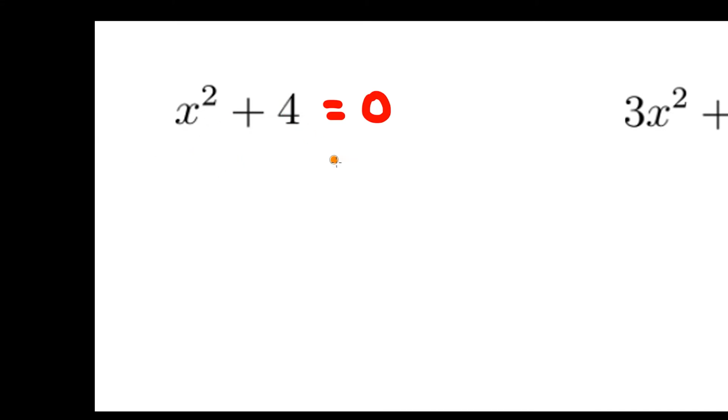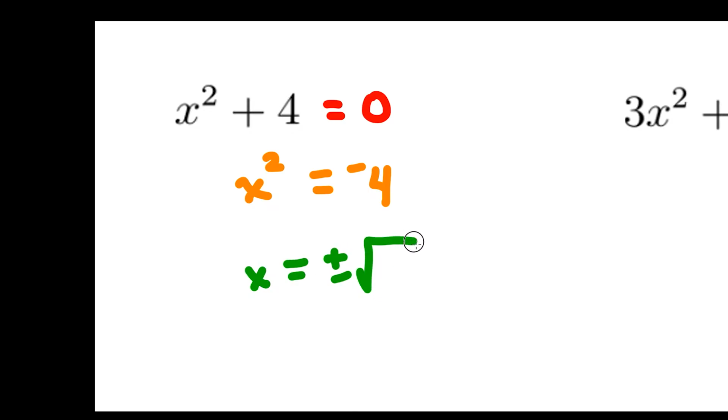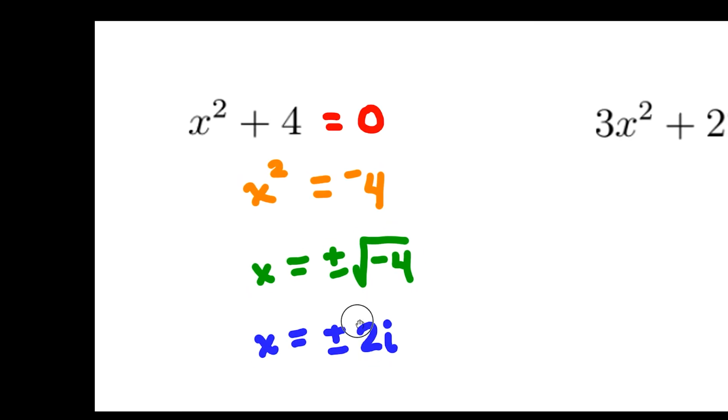All right, so I'm going to subtract 4 to the other side. So you're going to get x squared is equal to negative 4. Okay, I'm going to square root both sides, and you're going to end up with plus or minus the square root of negative 4. And the square root of negative 4, if you pull the i out, is plus or minus the square root of 4, which is 2 times i. Okay, but that's not the answer because we want the factored form of this.